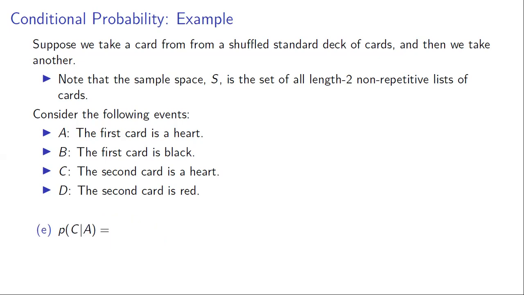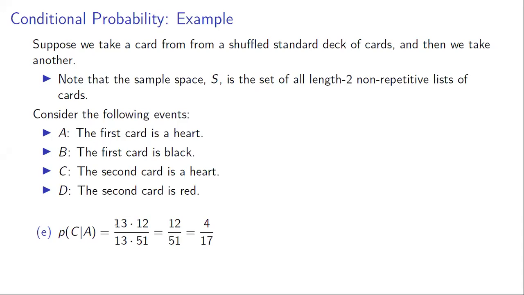Now we get into conditional probability. What's the probability of C given A? Meaning, what's the probability that the second card is a heart, given that the first card is a heart? So we have to figure out how many different ways it could happen where the first card is a heart and the second card is a heart. That would be 13, since it could be any heart for the first card, and then any of the other 12 hearts for the second card.